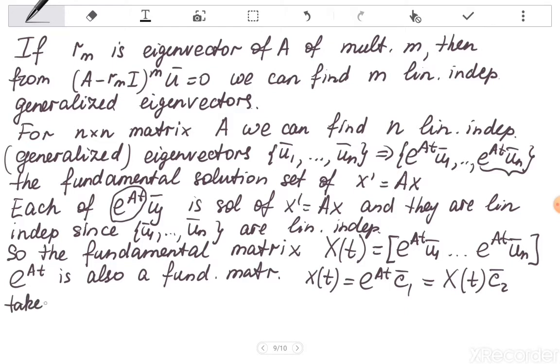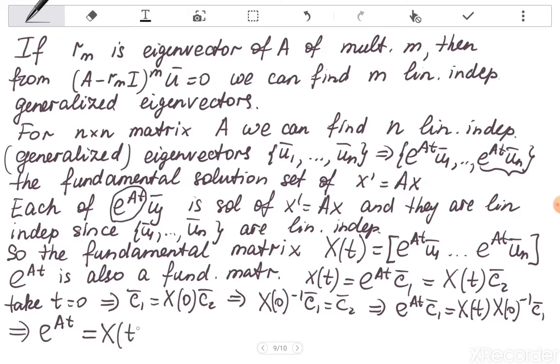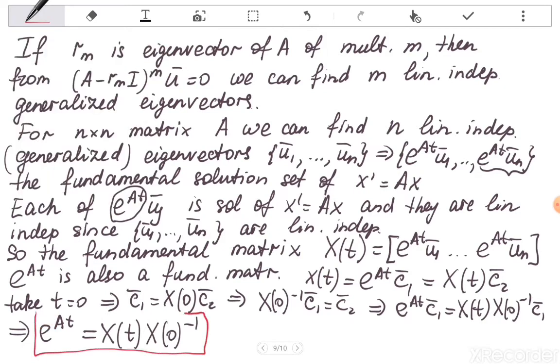We can take t equals 0, and we get that vector C1 is X of 0 times vector C2. Now if we multiply both sides by X of 0 inverse, we get that C2 is X of 0 inverse C1. If we substitute it here, we obtain e to the At C1 is X of t X of 0 inverse C1. And C1 can be an arbitrary constant vector, so it means that these two matrices are the same. So e to the At is equal to X of t X of 0 inverse. So this is the idea of how we can find the matrix exponent using a fundamental matrix for the solution of the system.